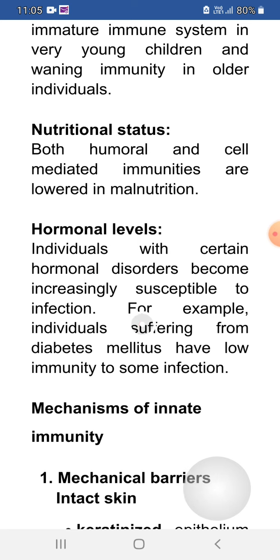For example, individuals suffering from diabetes mellitus have low immunity to some infections. So this disorder may affect hormonal level, and that affects immunity. So individuals with certain hormonal disorders become increasingly susceptible to infection.